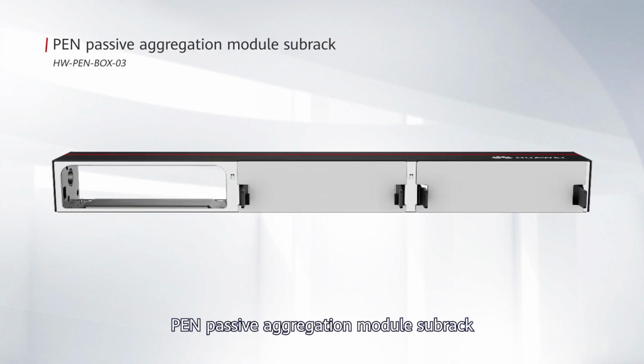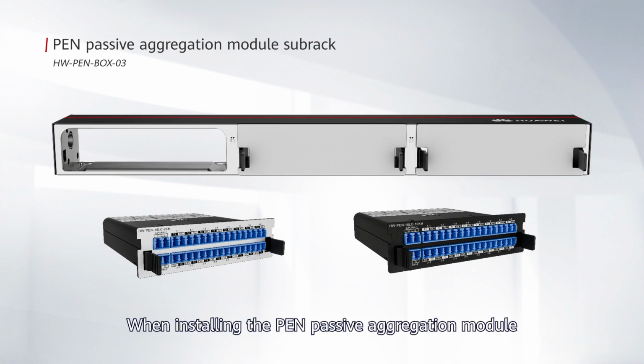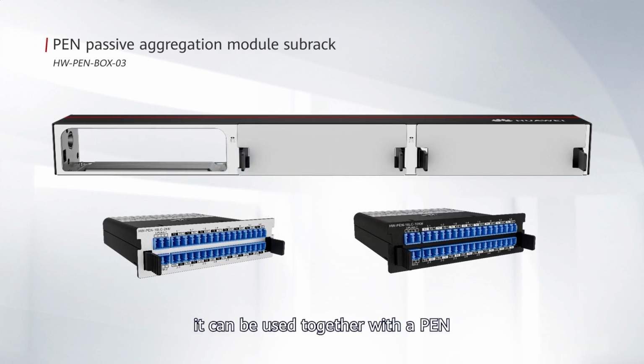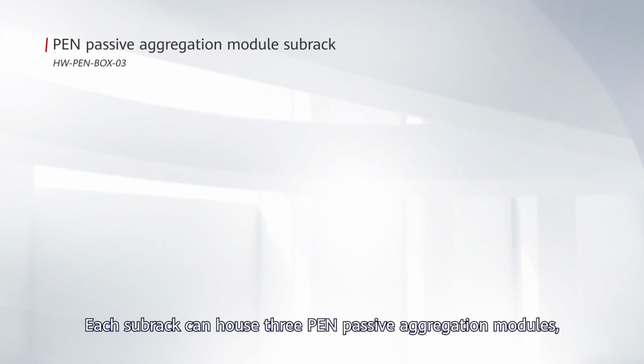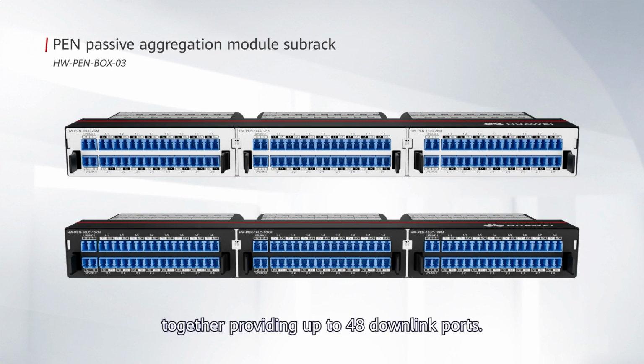PAN passive aggregation module subrack. When installing the PAN passive aggregation module in the cabinet, it can be used together with a PAN passive aggregation module subrack, occupying 1 U height. Each subrack can house 3 PAN passive aggregation modules, together providing up to 48 downlink ports.